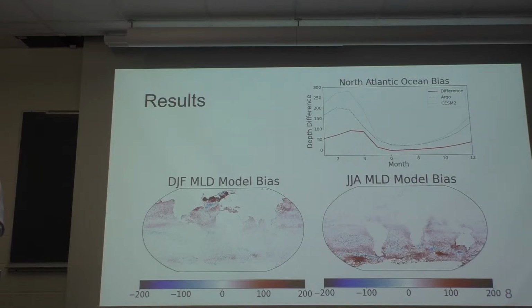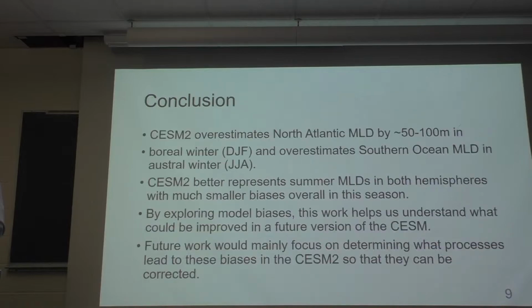From this, we came to the conclusions that CSM2 overestimates the North Atlantic MLD by 50 to 100 meters in boreal winter and overestimates Southern Ocean MLD in austral winter. Also, the CSM2 model better represents mixed layer depths in both hemispheres with much smaller biases in both regions.